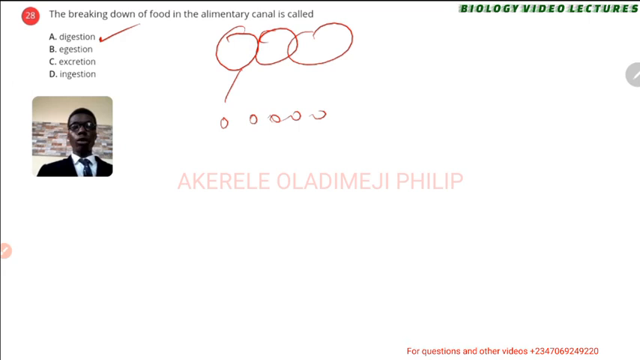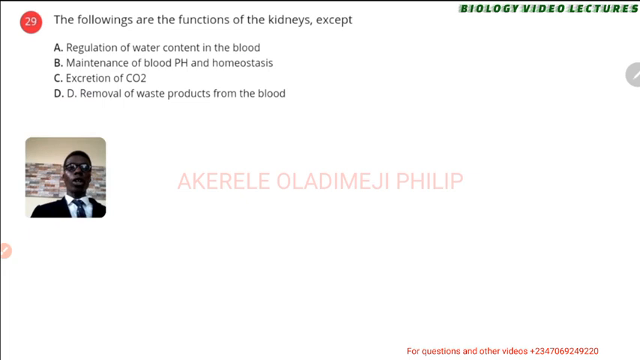The following are the functions of the kidney, except regulation of water content in the blood, that's called osmoregulation. It does that, that's correct. Maintenance of blood pH and homeostasis, it does that majorly, that's correct. Excretion of carbon dioxide, that's done by the lungs. So the answer here is C. But what did this say? This says removal of waste product from the blood. We saw that not quite long ago, so it also does that too. So the answer is C.